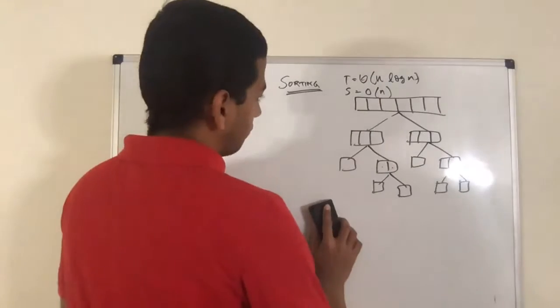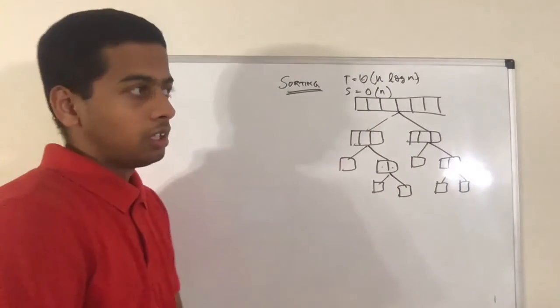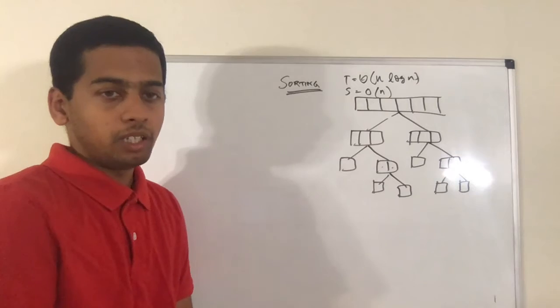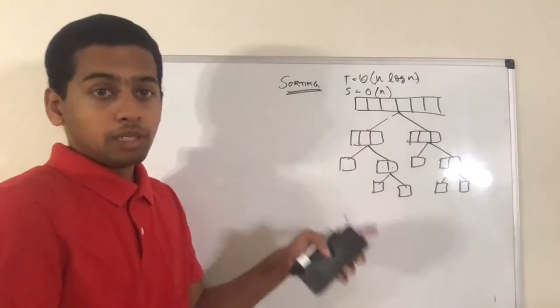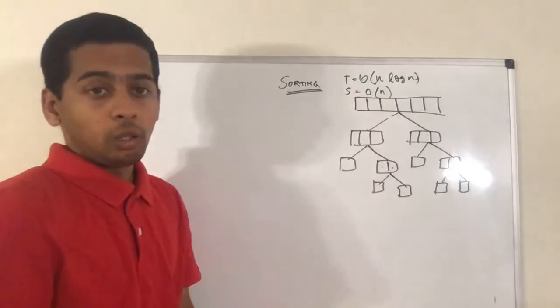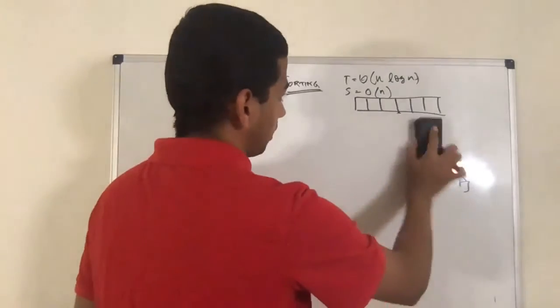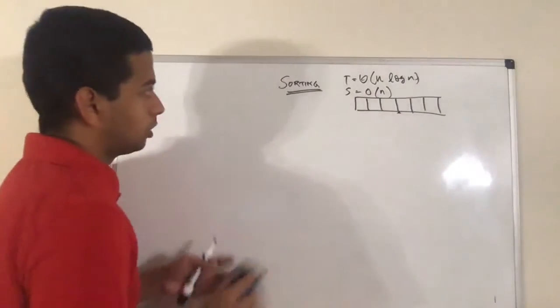So we have a better solution to address this problem, where we can use the in place memory of the original array but still achieve this O of n log n time complexity. So that's where quicksort comes into the picture.